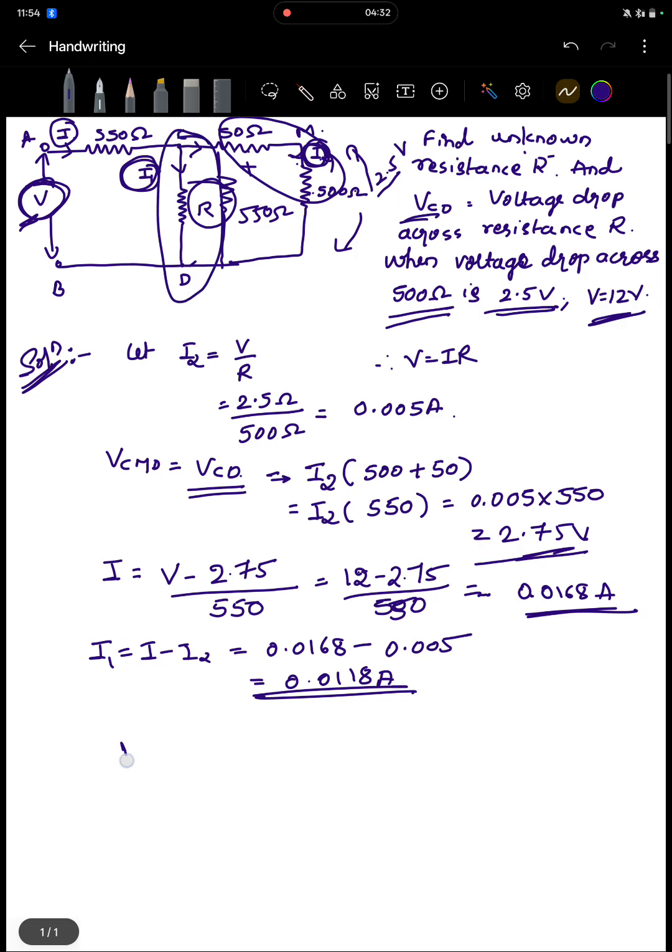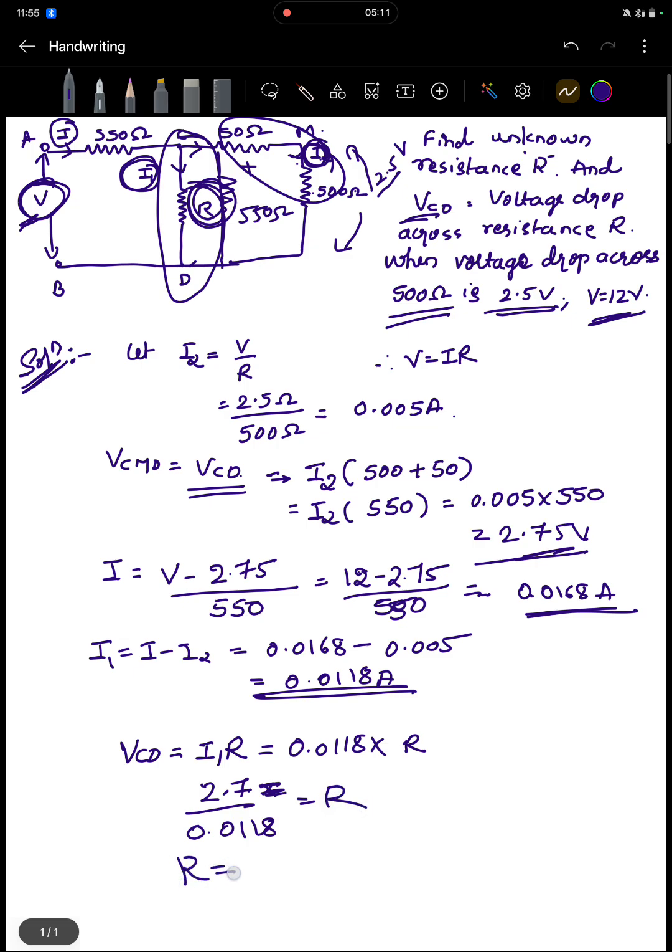So now what about the VCD? Voltage across VCD is equal to I1 into R. Voltage across the resistance R we are calculating now. I1 R is equal to, I1 is 0.0118 multiplied by R. So we can calculate here VCD, we know that is 2.75 volt, equal to I1, which is 0.0118, into R. R can be calculated from these values, that is 233 ohm.